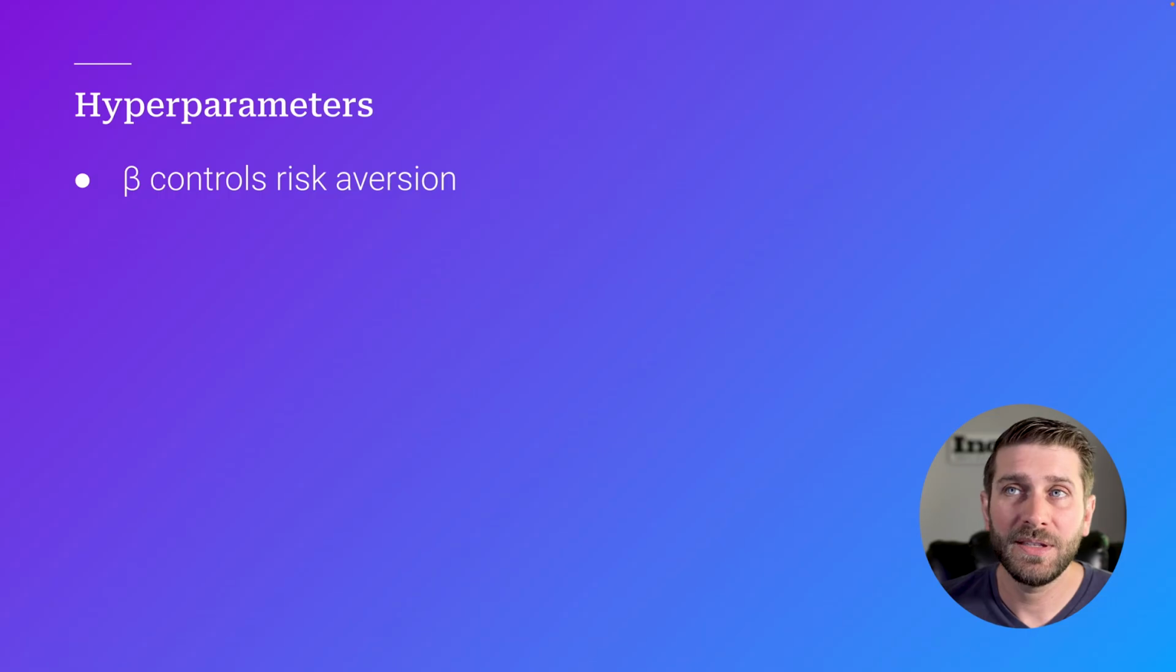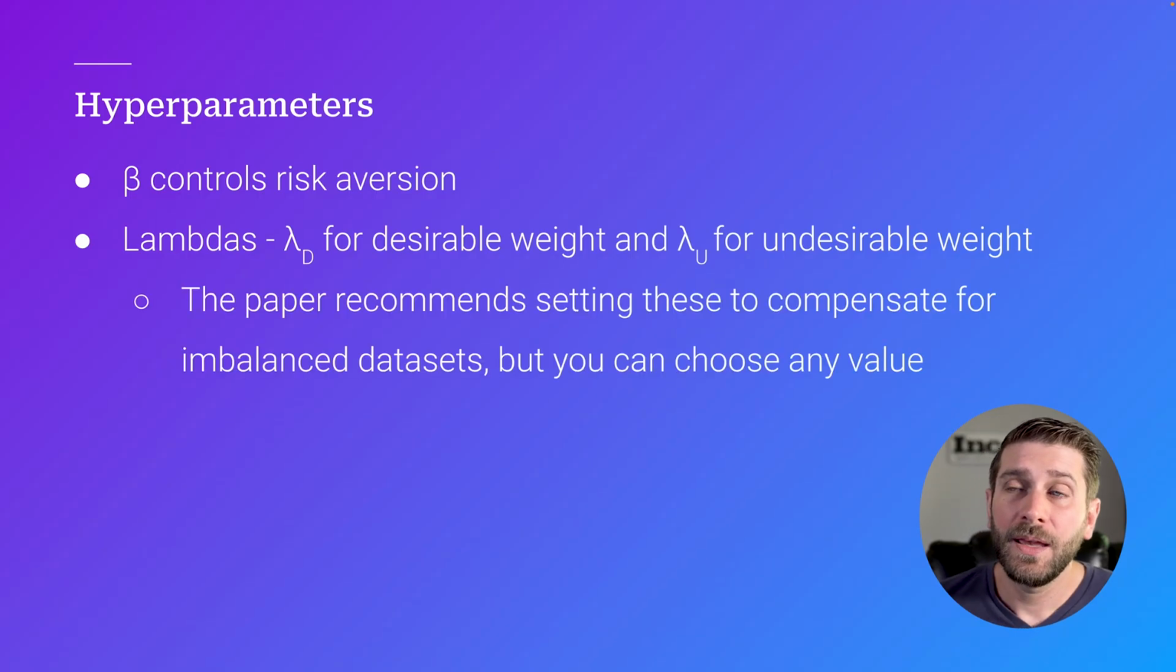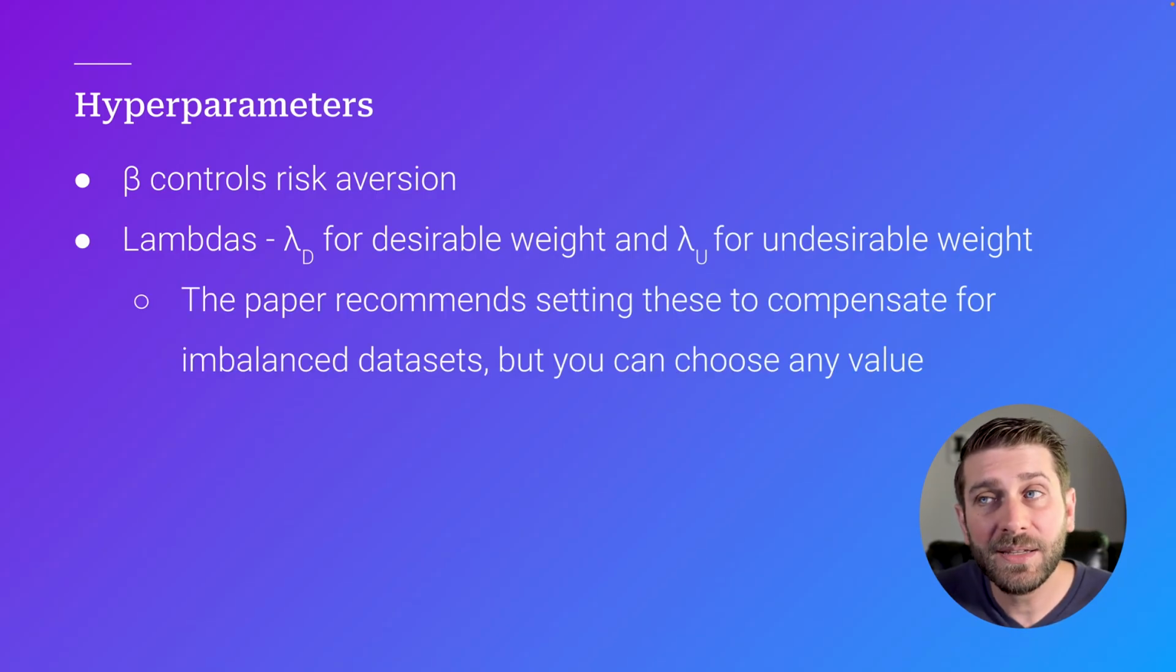The hyperparameters include this beta, which controls risk aversion, and two different lambdas. So there's a lambda D and a lambda U to control the weights on the desirable and undesirable examples. The paper recommends using these to compensate for imbalanced data sets, but you can choose any value. And I think it's cool that these allow you to tailor to your use case. So you can decide what's more important. Do I want my model to go and take chances, take risks because I need it to be creative, I need it to generate ideas? Or am I working on a use case where it's important for the model to be conservative, not to take risks? It's more important that it's never wrong than it comes up with some great answer every time.